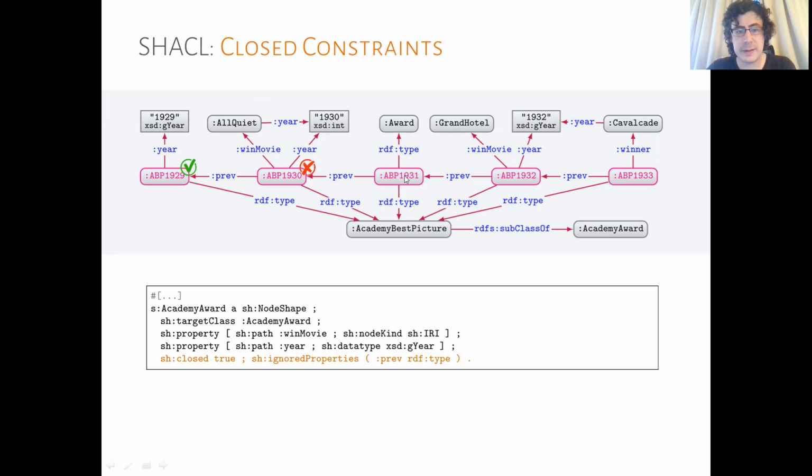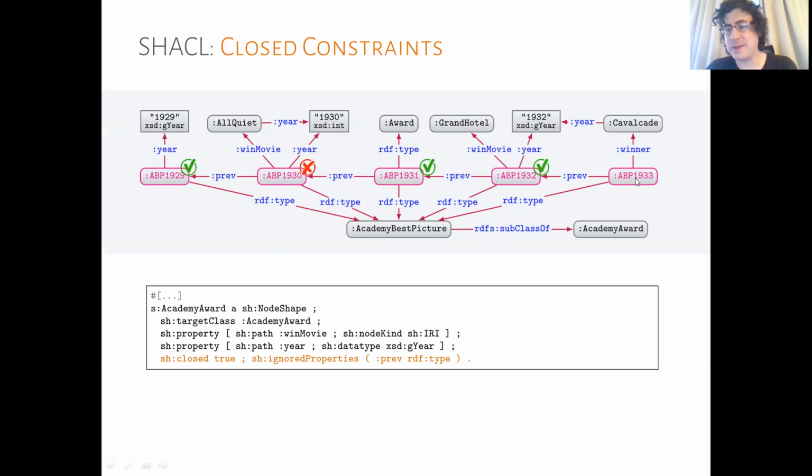In this case, we have the outgoing property prev, which is okay. We have RDF type. We have two RDF types. It's fine. Doesn't matter. So we should be fine. Here we have win movie, and we have year, and we have type. We have prev. Again, that's fine.